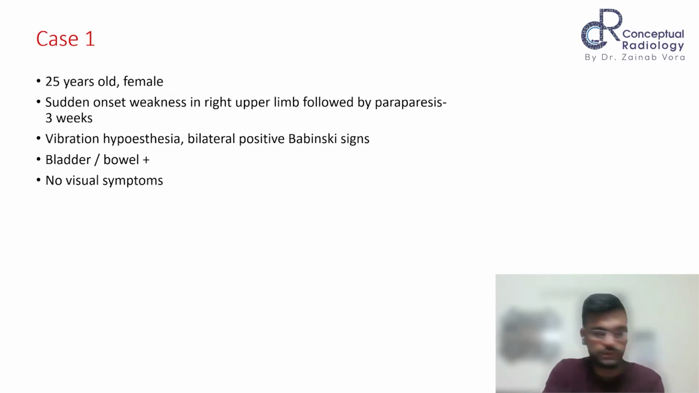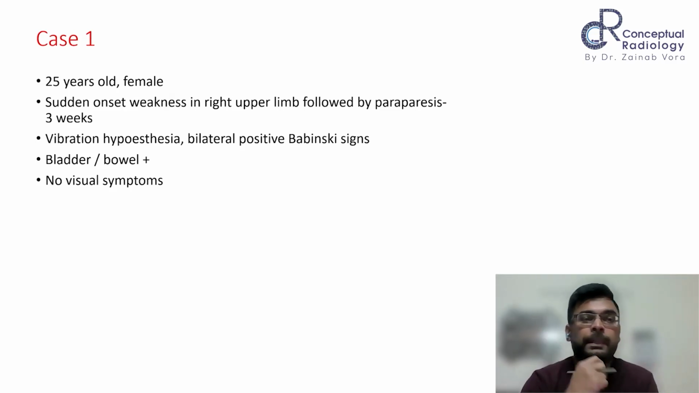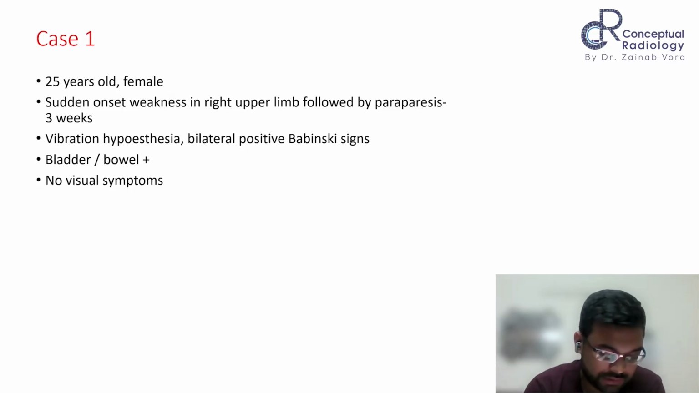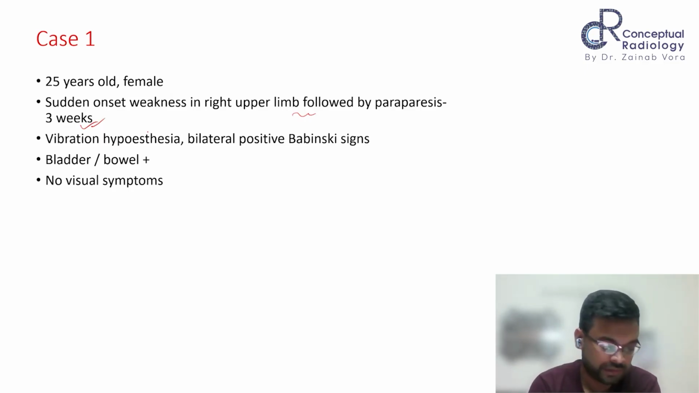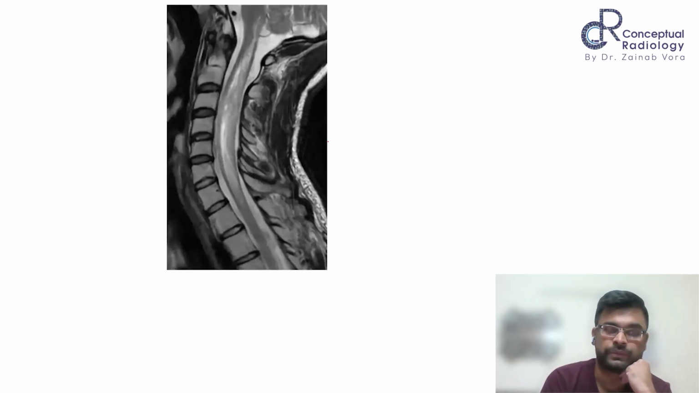I'll start with the first case. This is a 25-year-old female who had sudden onset of weakness in the right upper limb, followed by paraparesis, and gradually progressed over a 3 weeks period. Also had some sensory disturbances, vibration hypoesthesia, indicating involvement of posterior columns, right? Also had bladder bowel involvement without any visual symptoms.